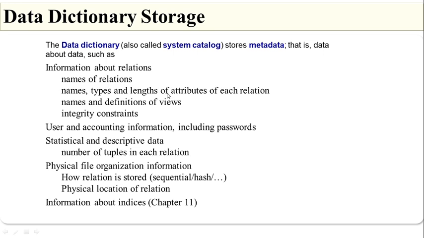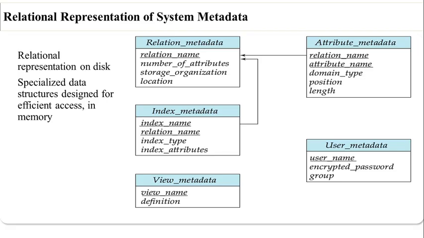The data about the data, such as information about relations: name of the relation, name, type, and length of attributes of each relation, name and definition of views, integrity constraints, user and accounting information including passwords, statistical and descriptive data such as the number of tuples in each relation, and physical file organization information, that is, how the relation is stored and the physical location of the relation. This is in the lecture notes also. The metadata also contains the relationships between them, relation representation on disk, and specialized data structures designed for efficient access in memory.